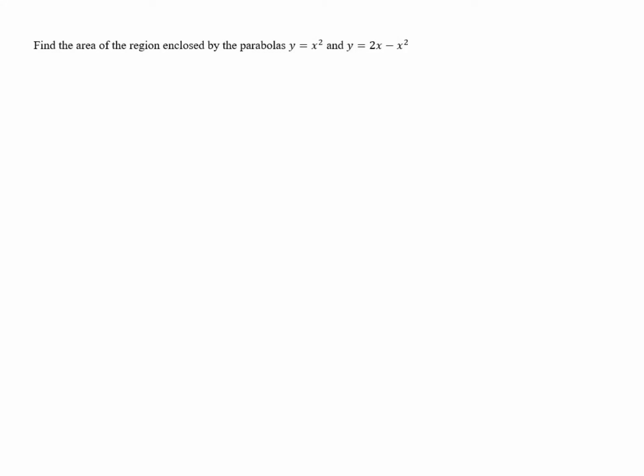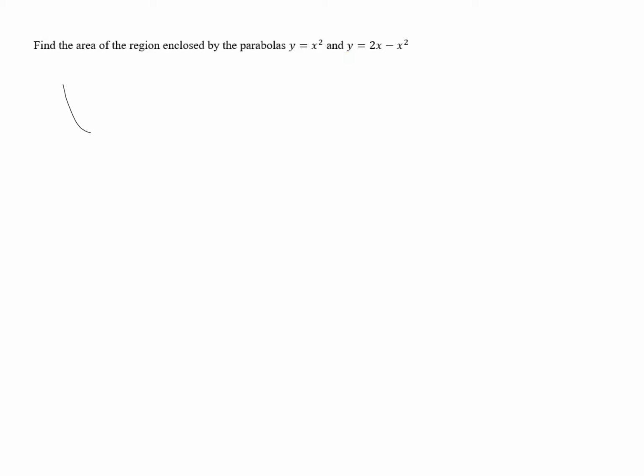All right, I want to look at a slightly more challenging area between curves problem so that we can see what steps we need to take to solve it. So let's find the area of the region enclosed by the parabolas y equals x squared and y equals 2x minus x squared. Now, we know that the first one is a parabola that opens upward, and the second one is a parabola that opens downward.